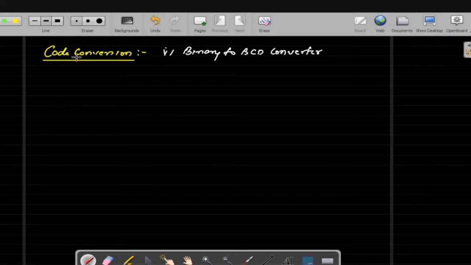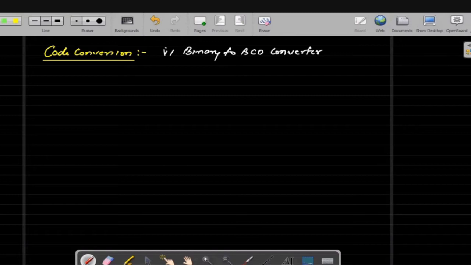First of all, we have seen that a binary number and a BCD number. BCD numbers are actually starting from 0 to 9 only, and a binary number could be any digit number. But for the sake of simplicity, we are considering only a 4-bit binary number, and accordingly we will do this.